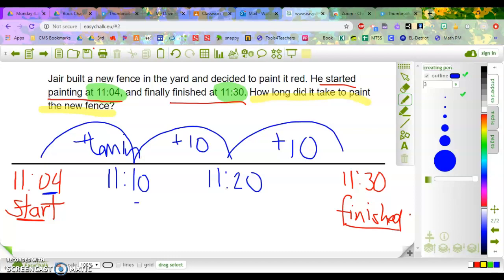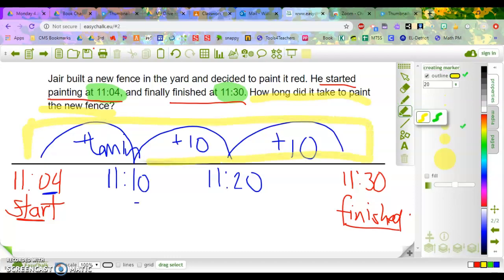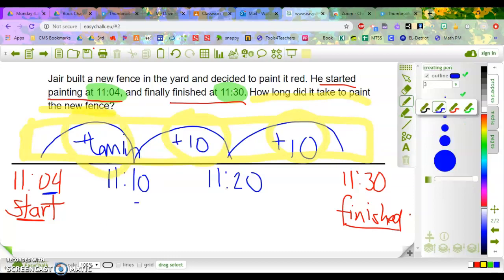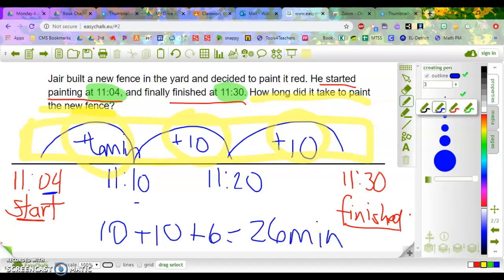So my question again is here, well, how long does it take? This is the amount of time that it takes. I have to take those jumps that we made to get from 11:04 to 11:30 and add them up. So I have 10 plus 10 plus 6, which gives me 26 minutes. So that lets me know that Jair spent 26 minutes painting. And that's my answer to the question.